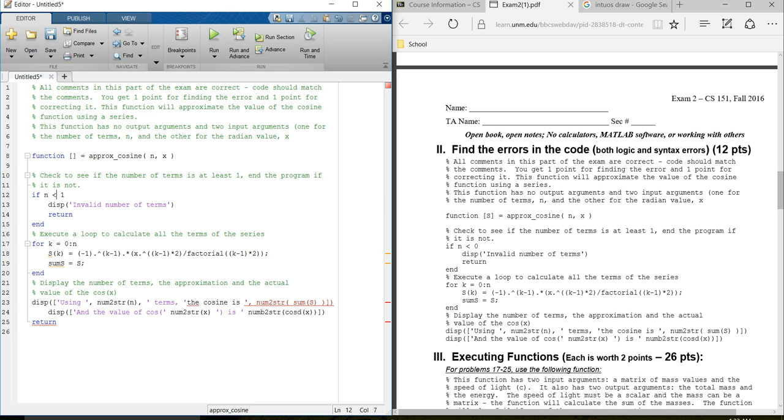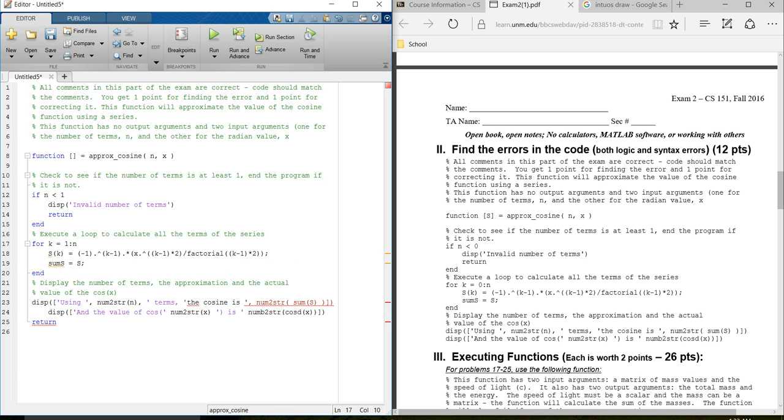Execute a loop to calculate all the terms of the series. For k is equal to 1 through n. We wouldn't start at 0. The reason we wouldn't start at 0 is because if I have 5 terms here and I go from 0 to 5, k is going to be equal to 6. So really I'm calculating 6 terms, and that's not what we wanted.